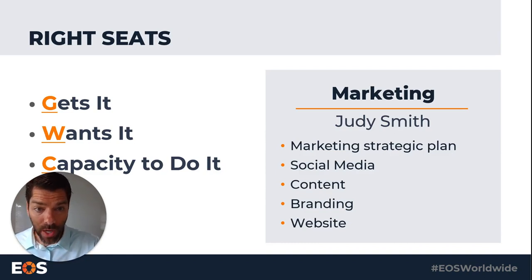So if we have a marketing function, Judy, and what are the 5 things that person needs to be great at? Then and only then do we put a person in the seat. We say, okay, well, Judy's the best person to execute on those 5 things. In order for Judy to be in the right seat, she needs to get it, she needs to want it, and she needs to have the capacity to do that job well. She needs to GWC that seat. If she GWCs the seat, she's in the right seat.